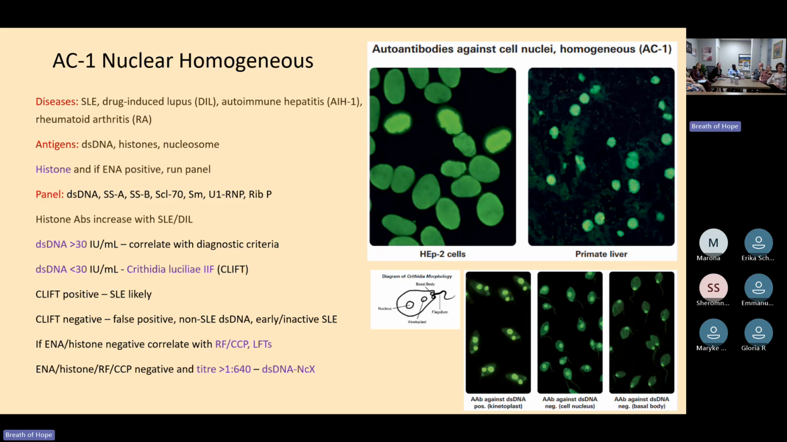a breakdown. So the breakdown includes double-stranded DNA, SSA, SSB, Scl-70, Smith, U1 RNP, and ribosomal P. Now, ribosomal P, strictly speaking, that's in the cytoplasm, but we don't want to miss it. Okay, so it's included because it's part of your SLE panel. Okay, and then you can see histone antibodies will also measure them.